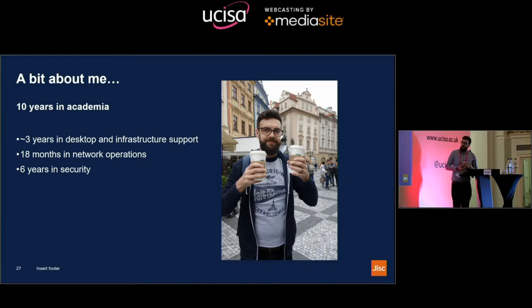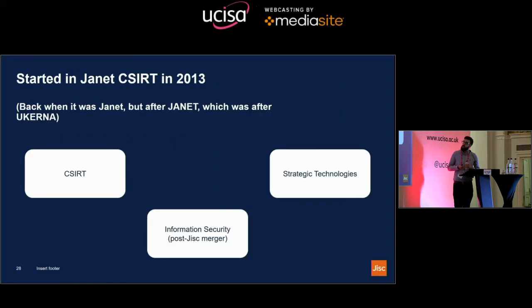Just a bit about me. I've actually worked in the academic sector for about 10 years. I initially started working at the business school at Oxford University, doing desktop and infrastructure support. I then spent about 18 months doing network operations at the Central Computing Services for the University of Oxford. And then I've been working at Jisc doing security for about 6 years now. So I started in 2013 in Janet's CSIRT, and that was when it was actually Janet, not Jisc.